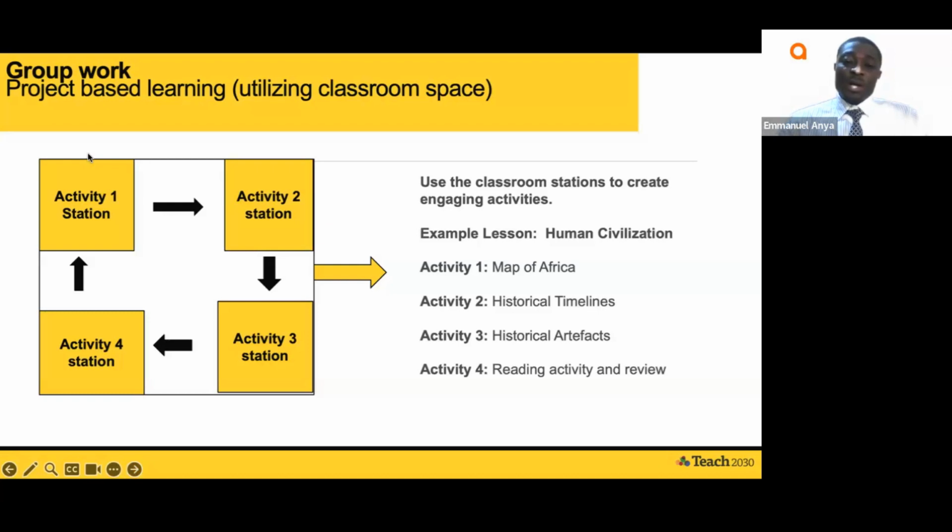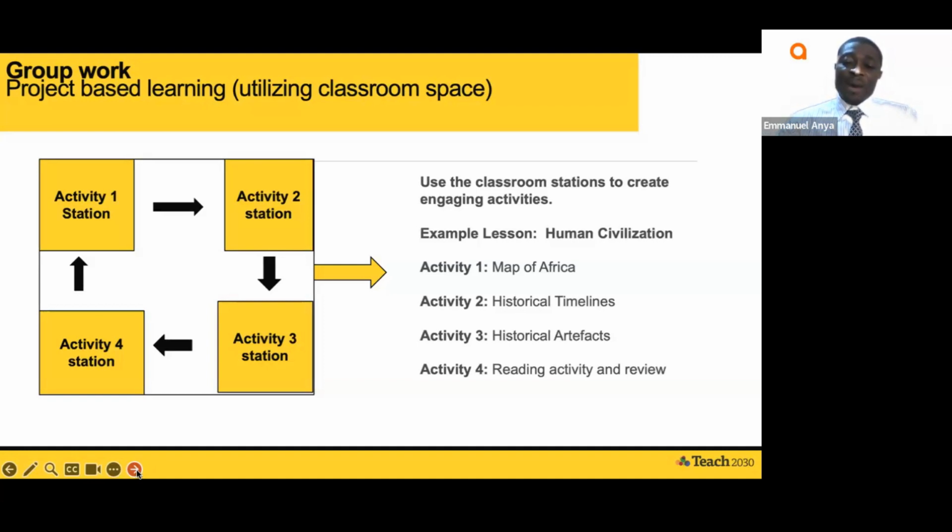So the students take turns assessing this material. For activity one, I may provide them with a map of Africa so they can see where we're talking about. If we are talking about Egypt, for instance, they can see what they're learning. And when they're through, station 2 can have that and then move on to the historical timeline. This is how we rotate these resources to see that students are engaged.